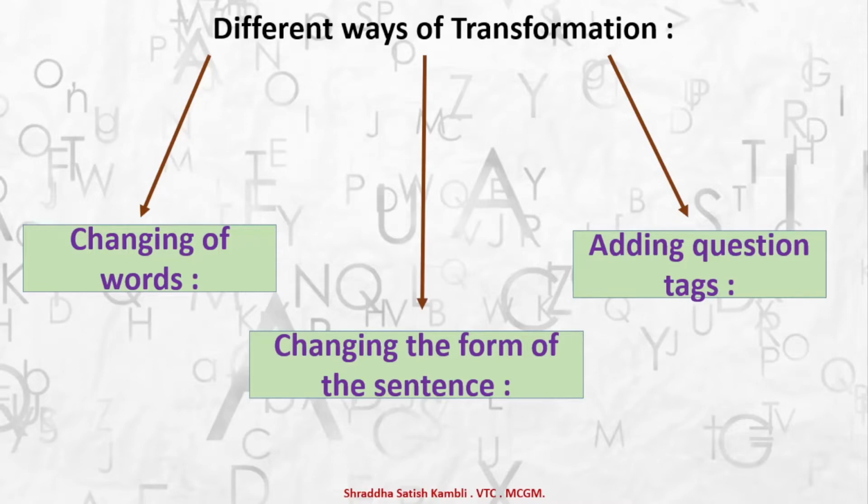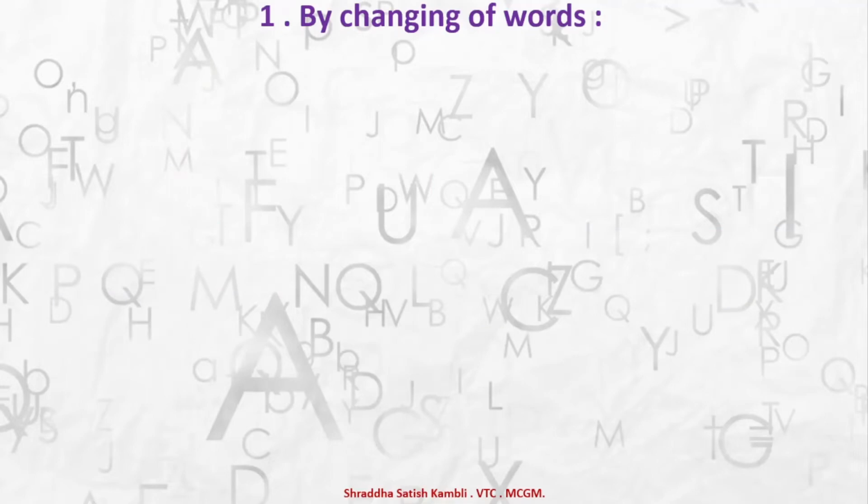Now, what we will do is, children, wherever possible, we'll try to understand the meaning of these ways of transformation, or we will see examples. So, looking at various examples is one way in which you can learn language. So, come on, let's start by seeing the first type of transformation by changing words.